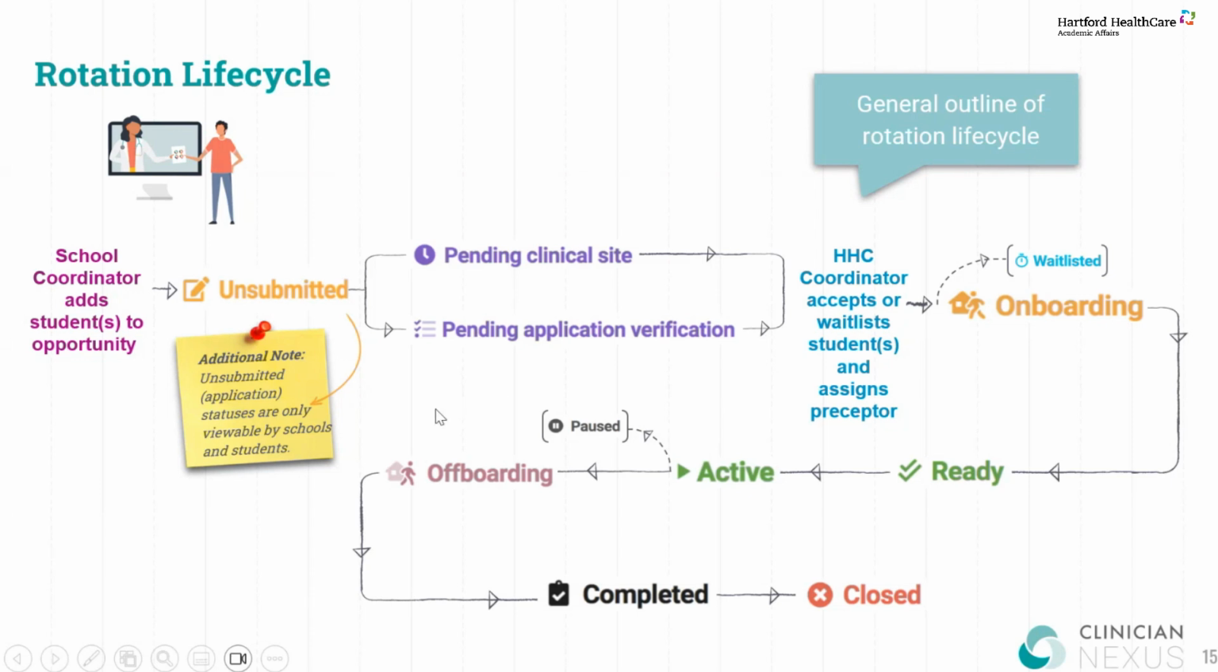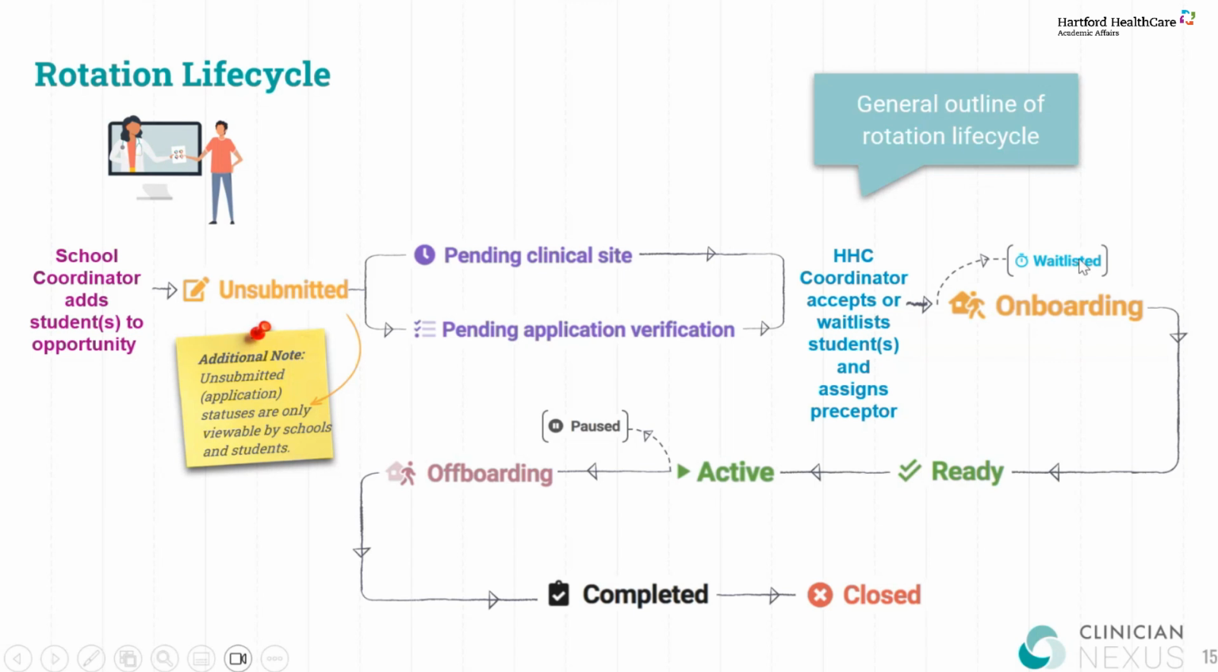And then just to step back, once again, all of that is created, which it is in your live account now. Once that happens, schools will begin to be able to act on those opportunities and request rotations for them. So the first thing that will happen is schools will come in and submit a request that will be in a pending status. You all then would be able to accept or waitlist a student and assign a preceptor to that rotation if you're going to accept it. And then they would automatically move into an onboarding status. So that's if they are accepted.